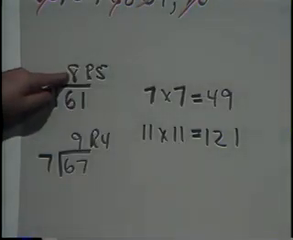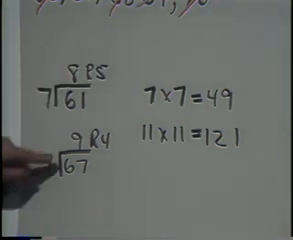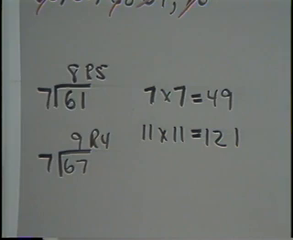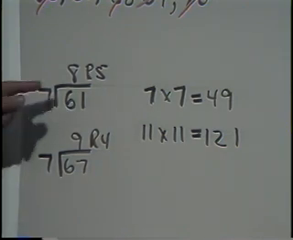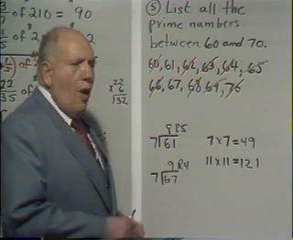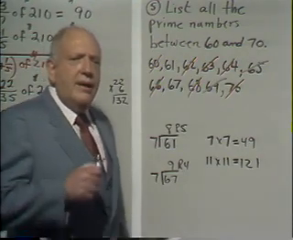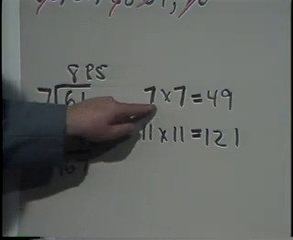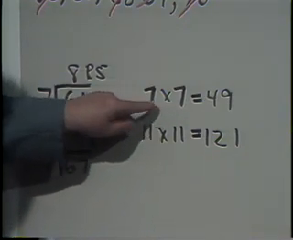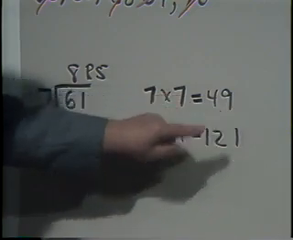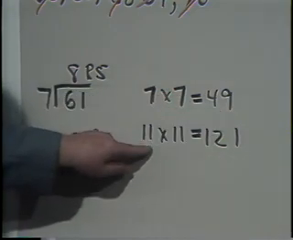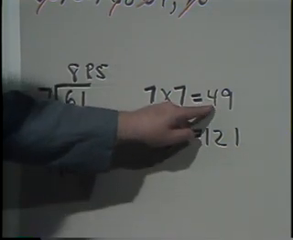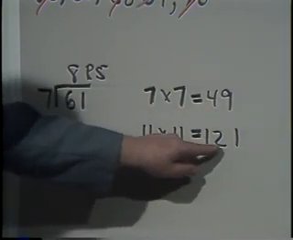The next prime number is 7. 7 doesn't go into 61 a whole number of times. 7 doesn't go into 67 a whole number of times. But you know, if the product of two numbers is 61 or 67, one of the prime factors has to be less than 8 and the other one has to be more than 8. Because look, the first prime number that's less than 8 is 7. 7 times 7 is only 49. The first prime number that's bigger than 8 is 11. 11 times 11 is 121. So in other words, 49 is too small, 121 is too big.